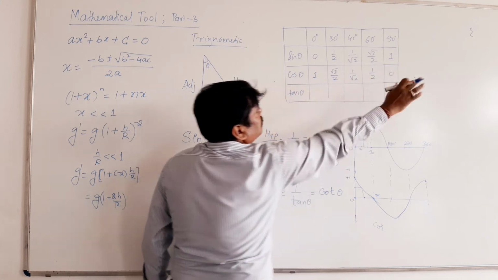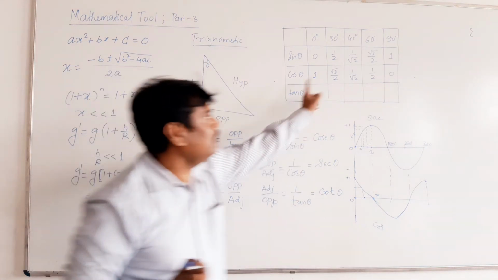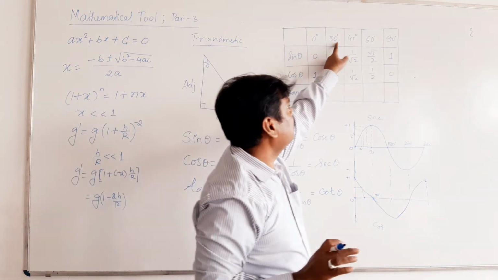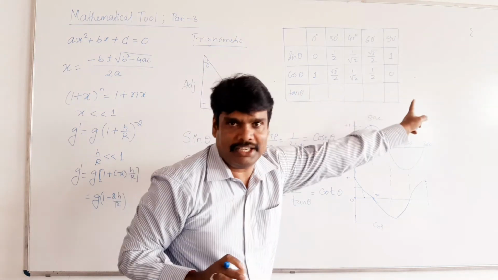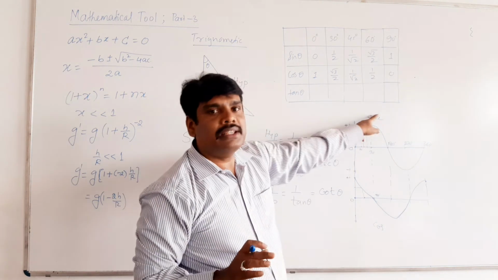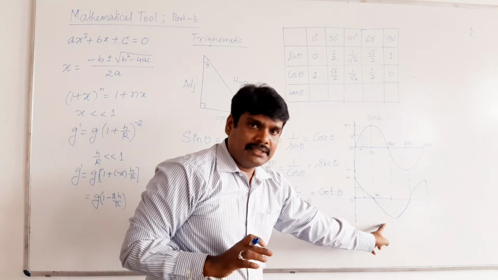In the reverse direction we can write. If you remember the sine values of 0 degree, 30 degree, 45 degree, 60 degree, 90 degree, while writing cos, you write in the reverse direction, because as the sine value increases, the cos value decreases.